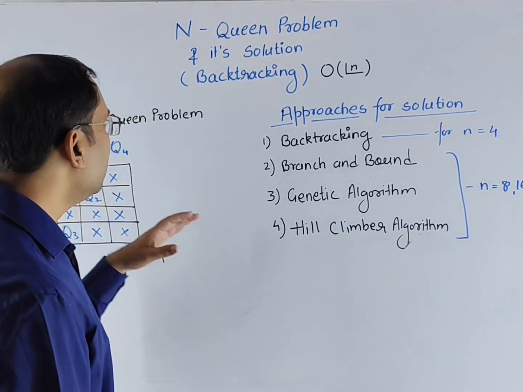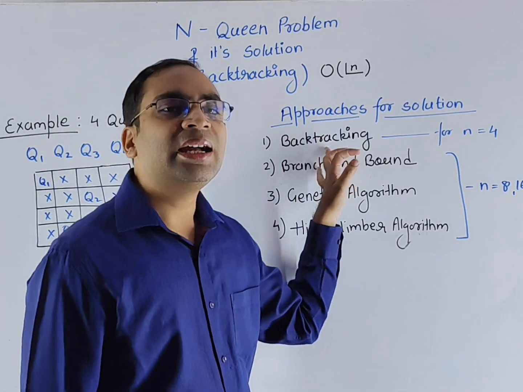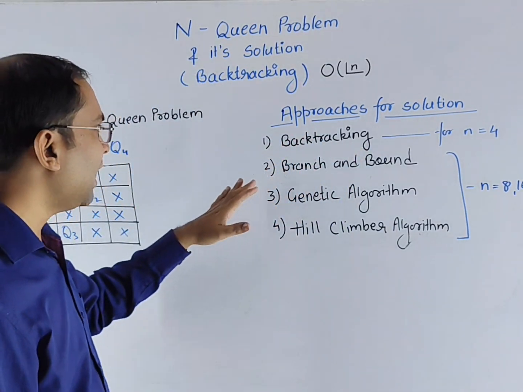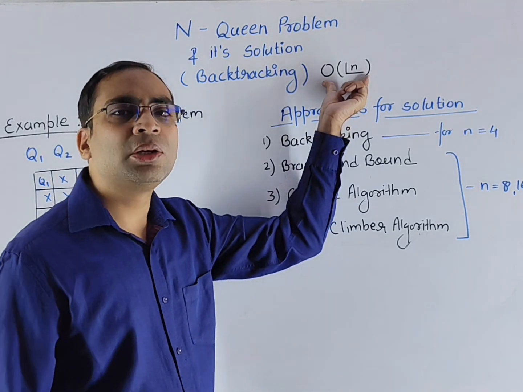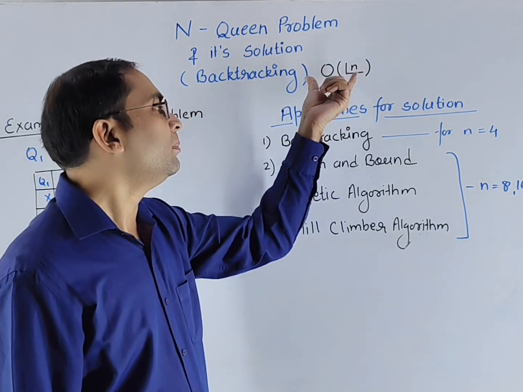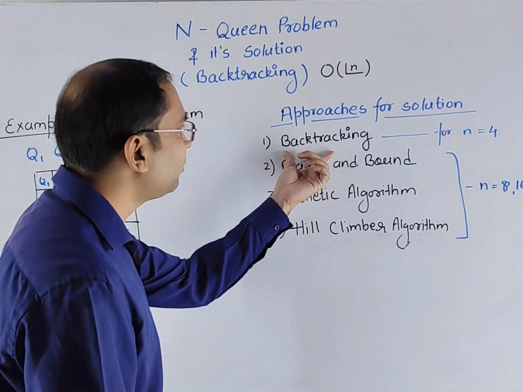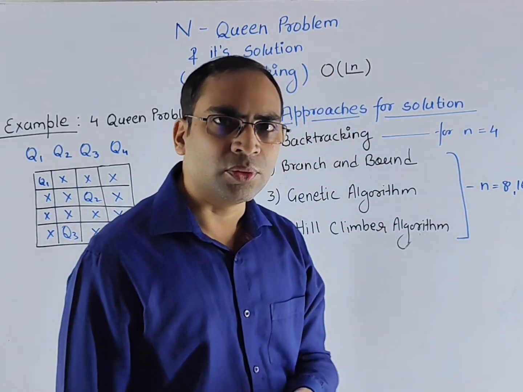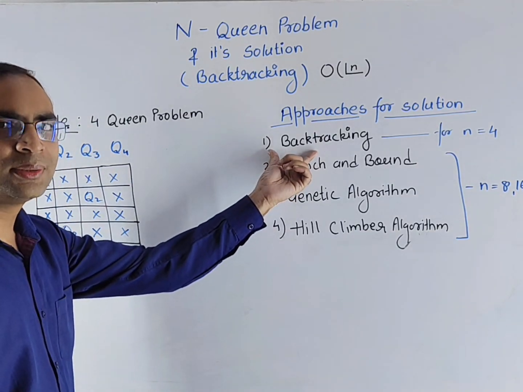So today we will see the solution of this 4 queen problem using the backtracking approach. When we use the backtracking approach, the time complexity for this algorithm will be order of factorial n. This is also high, but this is one of the best kinds of time complexities which we get in backtracking for smaller n, such as n equal to 4. Now let's see how we can solve this using the backtracking approach.